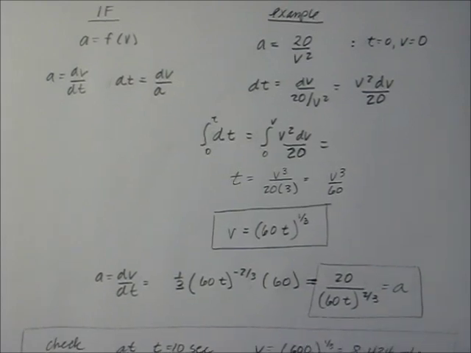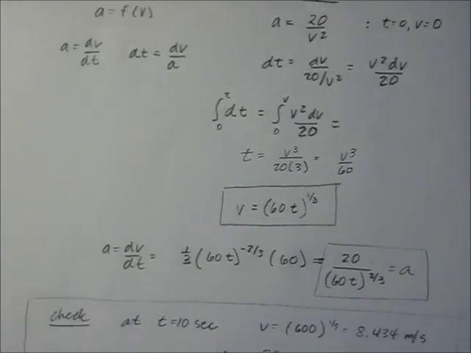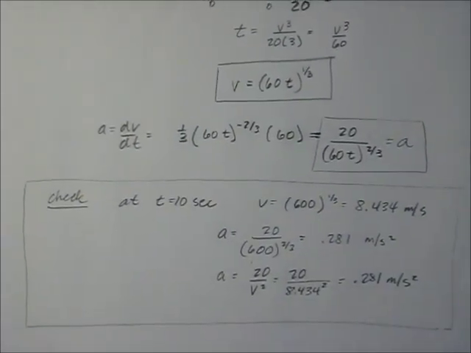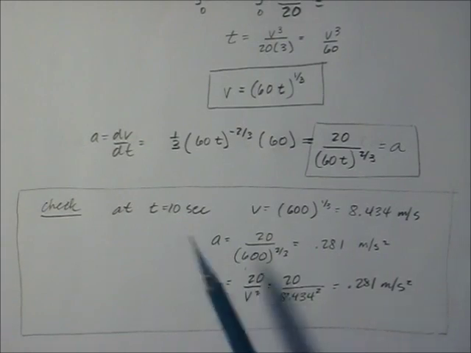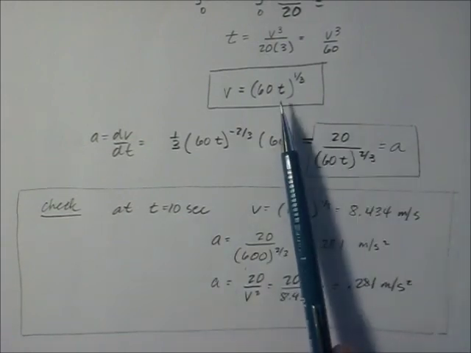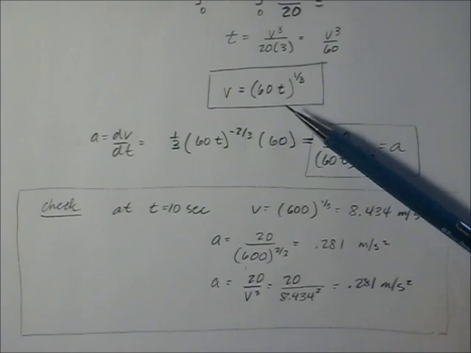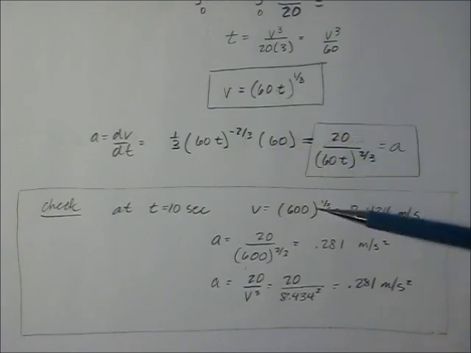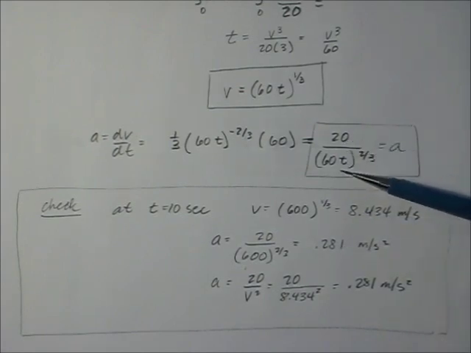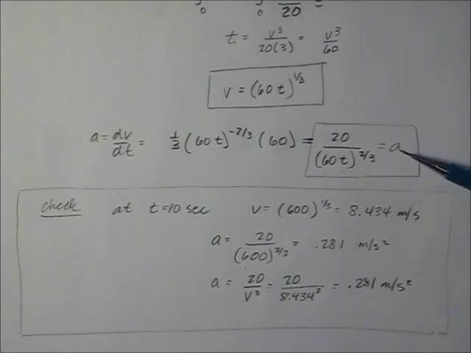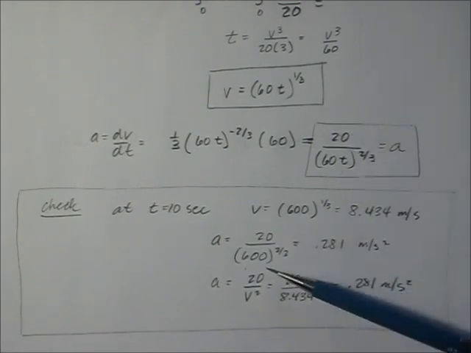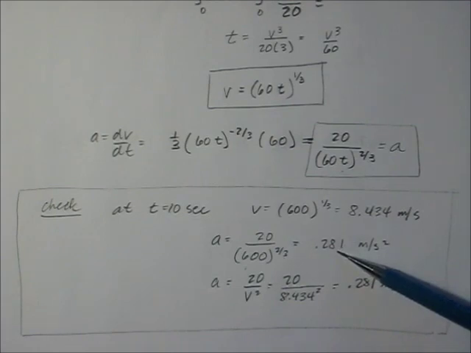Now, did I do this right? Let's check our work real quickly and evaluate this at t equal to 10 seconds and see if I get the same answer. If I take velocity at 10 seconds, 60 times 10 is 600 to the 1/3, and I get velocity is equal to 8.434. Then I could also put 10 seconds into the acceleration equation and find out what my acceleration is. So 20 over 600 to the 2/3 is equal to 0.281.